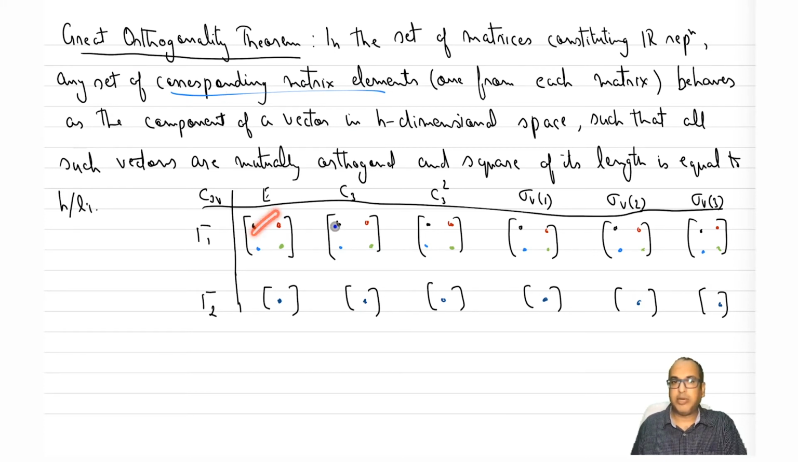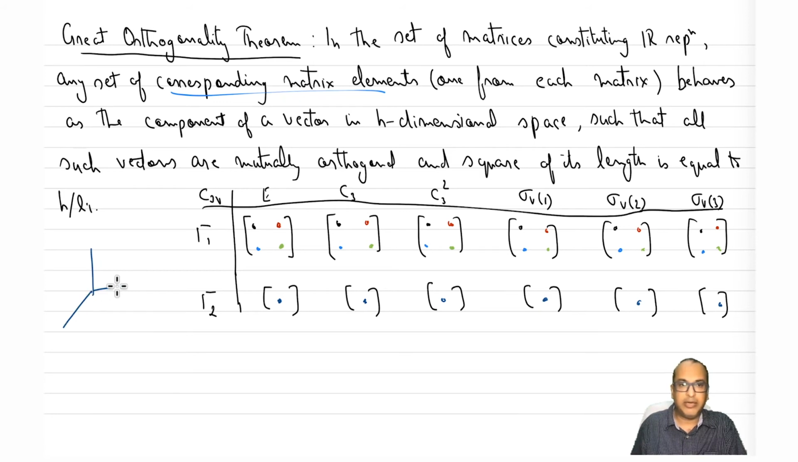So these are the corresponding matrix elements for one particular set. They behave as the components of a vector in h dimensional space. Okay, so now what are the components of a vector in h dimensional space? What does it mean? So let's start with a simple case of a 3-dimensional vector.